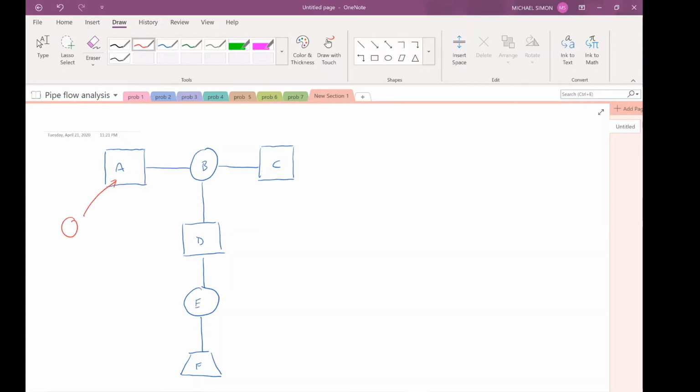Let's say we have Q going in of 5 CFS. And here we might have a Q of 3 CFS. Manholes, there's no water going into those. Here we may have a Q equal to 10 CFS.